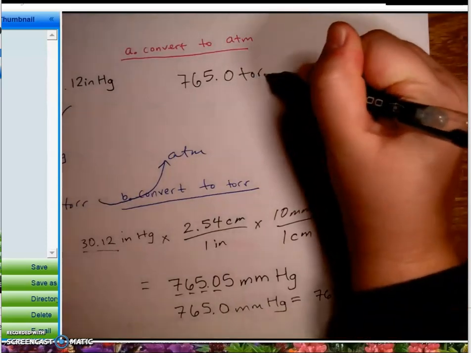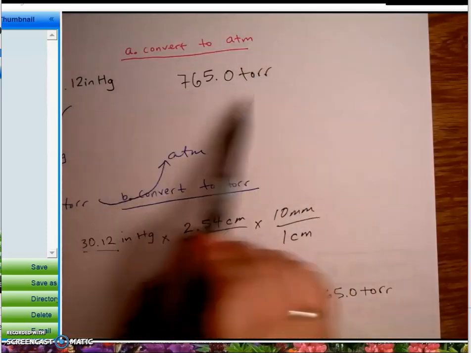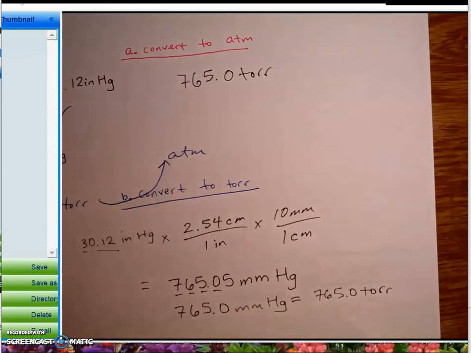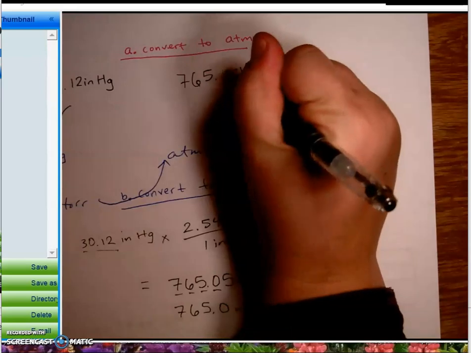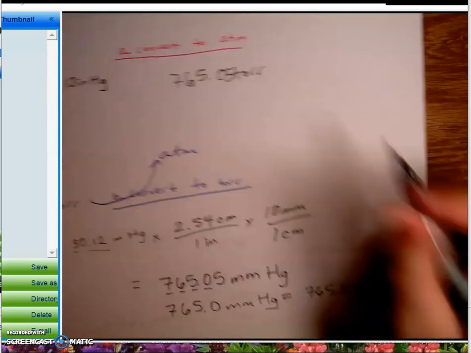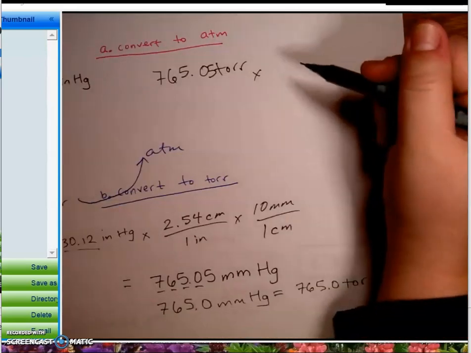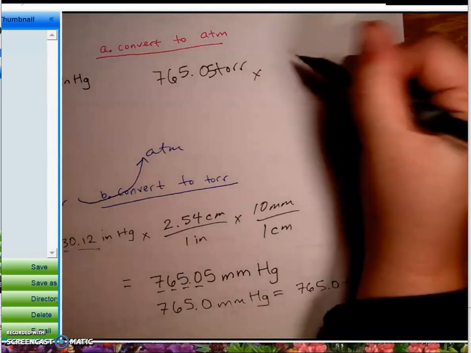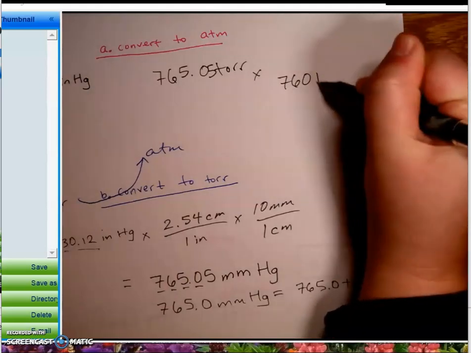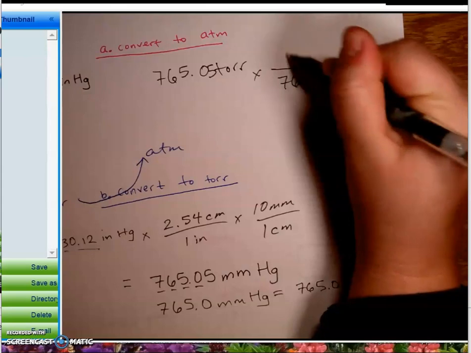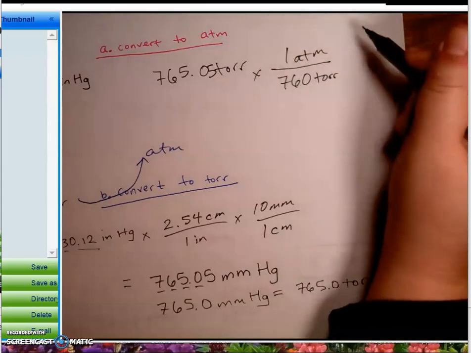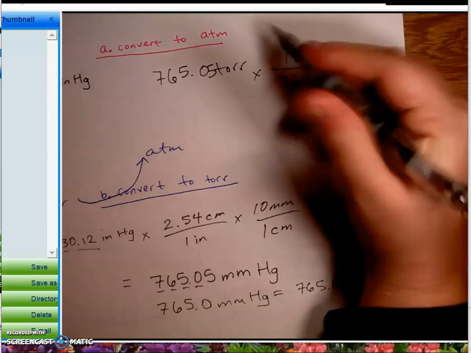765.0 torr. And 1 atmosphere is 760 torr. I'm explaining that you want to keep the extra digits as you continue your calculation so you don't have round off error. So that's why I put the extra digit back in.